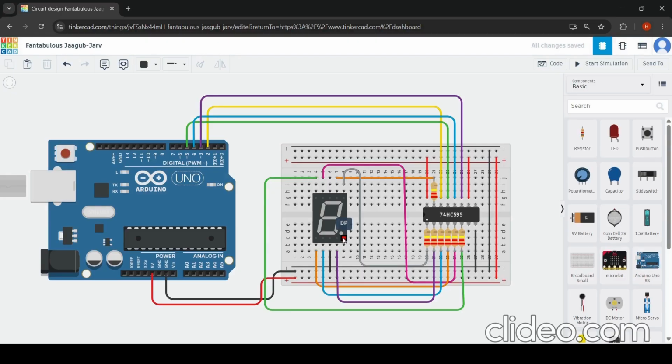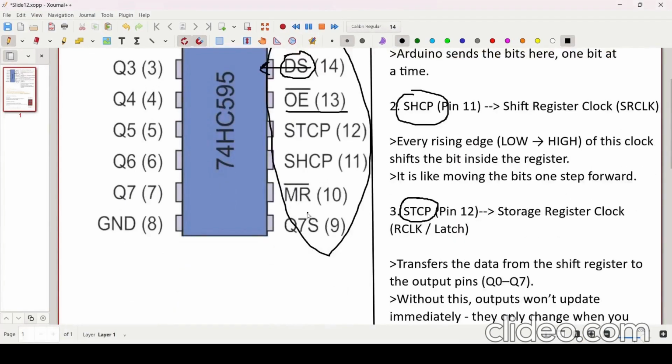Suppose you want to use more than one 7-segment display, then to display the decimal point between the numbers, this pin will be used. I'm not using this pin right now. I'm using only the 7 pins, right? And for the IC, this is a power pin, that means VCC. This is a ground pin, and this is the inverted output, which corresponds to this pin, Q7S, right?